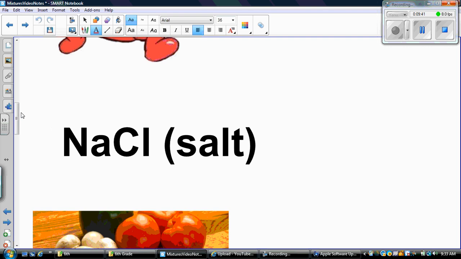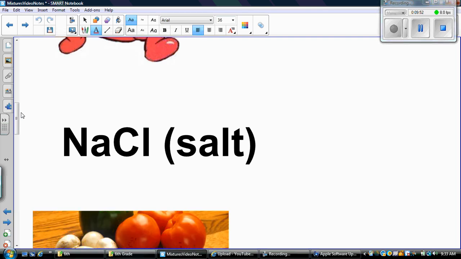Okay, sodium chloride. If I take salt and pour it out and try to separate it into its parts, I cannot do that physically. It's still salt, so it cannot be separated, so it's not a mixture. That means it's either an element or a compound. So then we need to see, is it made up of one element or more than one element? As you can see, salt is made up of sodium and chlorine, two separate elements, so it's a compound.